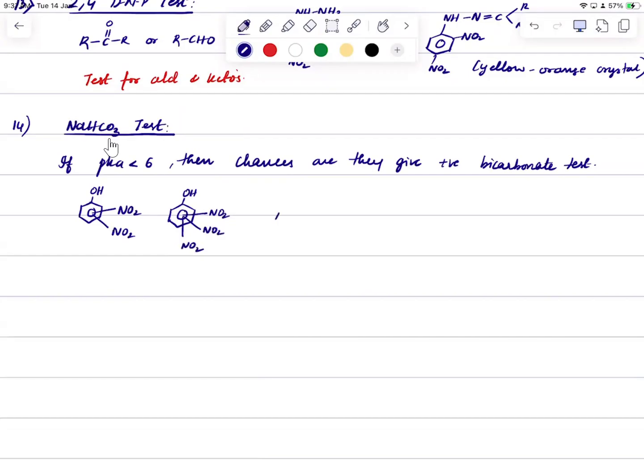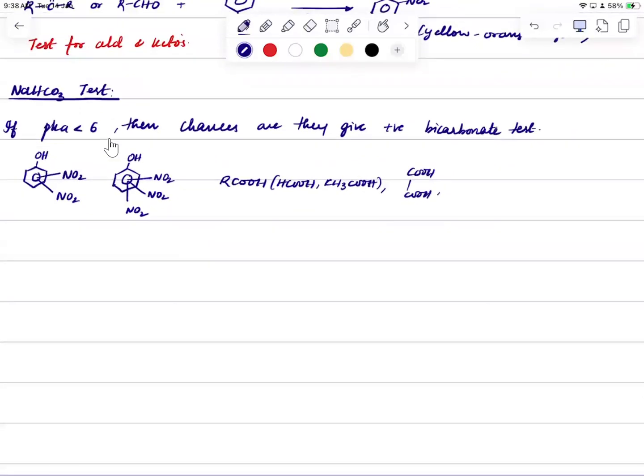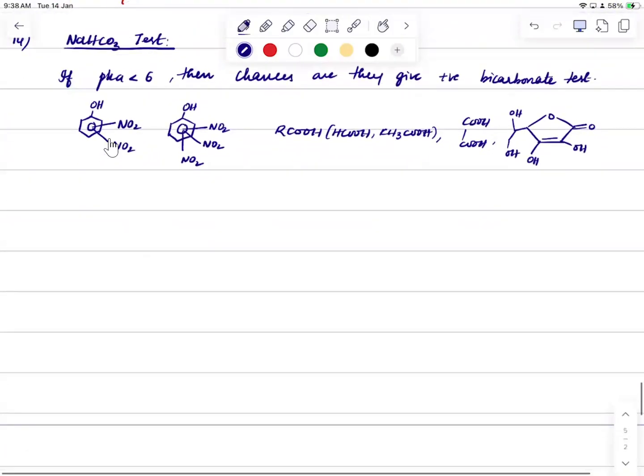They will give positive. Any form of carboxylic acid, that includes formic acid, acetic acid, CH3COOH, oxalic acid, everything, diacids and all of that. Clear? Then ascorbic acid. I told you to remember the structure also. Like this, we'll have OH, double bond O here, and here OH and OH. Clear? Ascorbic acid. Then squaric acid, like this, OH and OH.